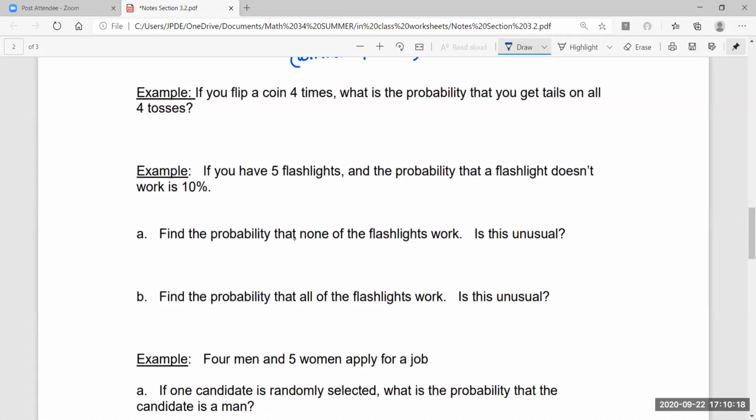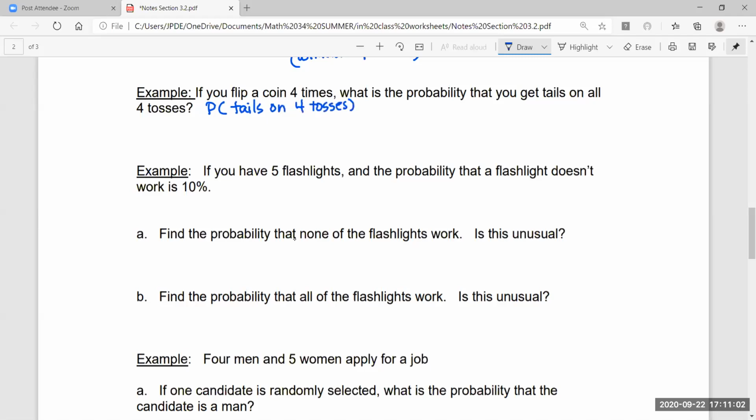Okay. When you get a probability question, make sure you understand what it's asking. Sometimes drawing a picture, just like a word problem, really read it over, really make sure you understand what's going on before you try to solve it. So this one says, if you flip a coin 4 times, what's the probability that you get tails on all 4 tosses? So we're trying to find the probability that we get tails on 4 tosses of a coin.